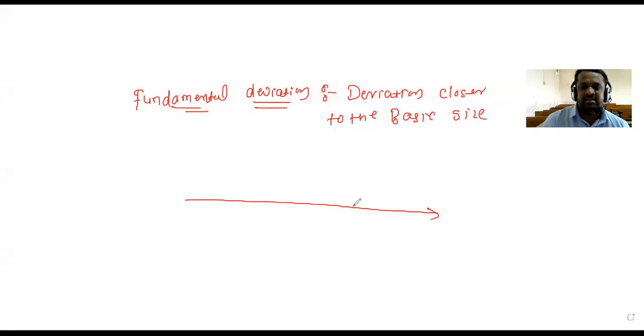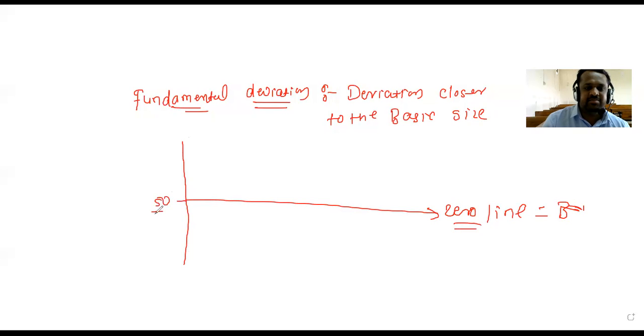Already we have explained the zero line. Suppose this is the zero line. Zero line is a graphical representation of the basic size, meaning it shows the exact basic size. Now see here, suppose this is 50, the basic size is 50. The upper side indicates positive, the lower side indicates negative. When we are moving in the upward direction, the value goes on increasing, 51, 52, 53 like this, and in the downward direction it decreases, 49, 48, 47 like this.